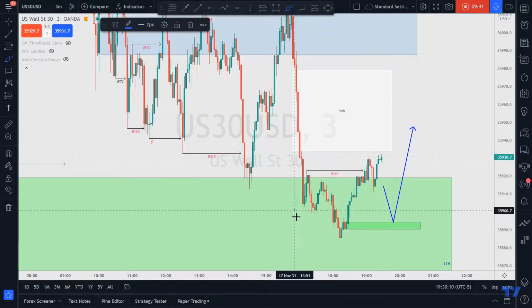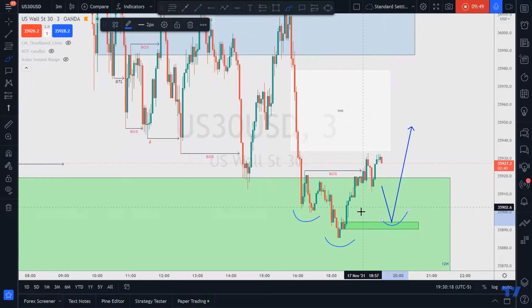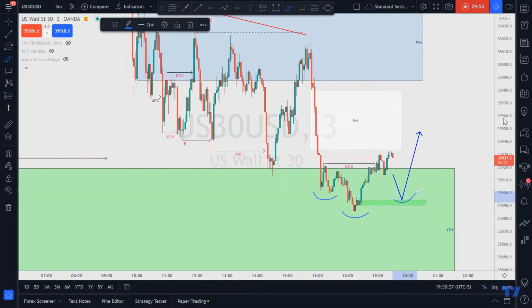Okay. Got a couple of different return to impulse situations going on here. I'm just hoping it makes it down here. All right. Because that would be best. Anyway, that's my outlook for US30.